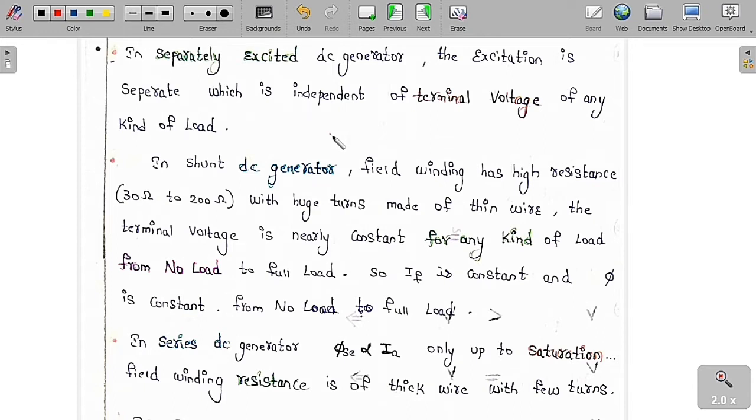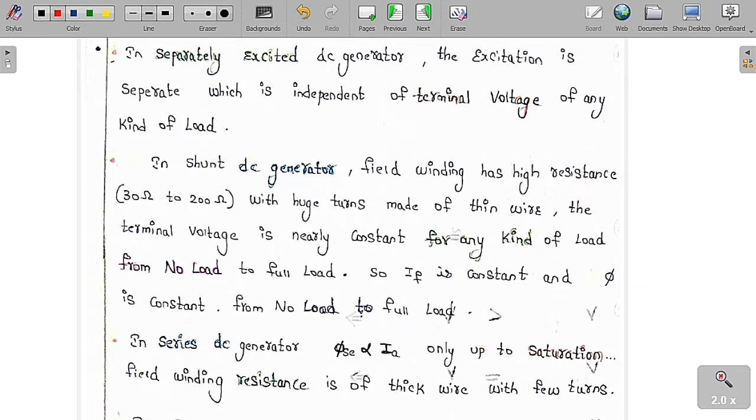So in a separately excited DC generator, the excitation is separate, which is independent of the terminal voltage of any kind of load. In a shunt DC generator, the field winding has high resistance, which is 30 to 200 ohm, with a huge number of turns made of thin wire. The terminal voltage is nearly constant for any kind of load from no load to full load. So IF is constant and phi is constant from no load to full load.